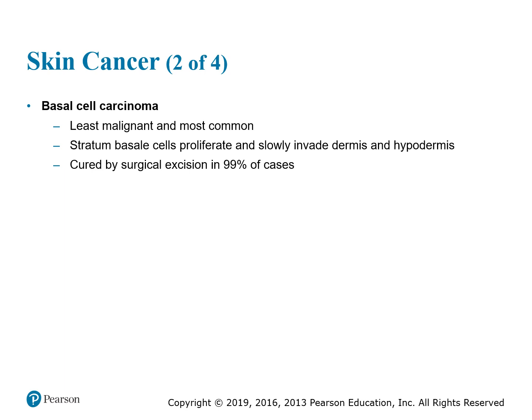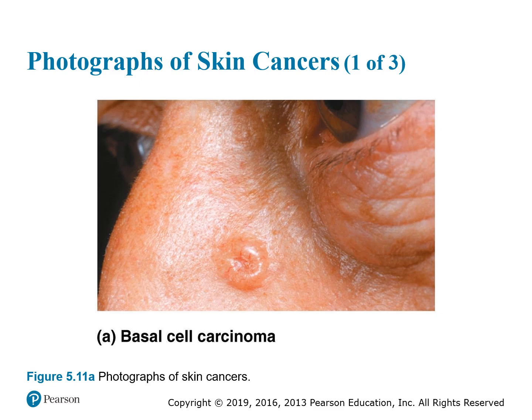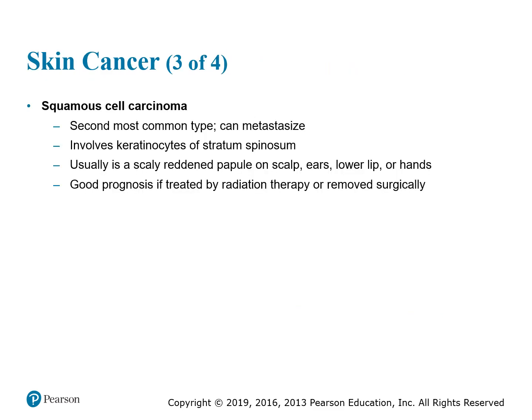But what's happening here is those cells in the stratum basale are undergoing uncontrolled mitosis and proliferating at such a rate that they will begin to pass deeper into the dermis and hypodermis. In 99% of cases, these can be fixed very easily with surgical excision. So like I said, very common, but moving on to the second most common type, the squamous cell carcinoma.